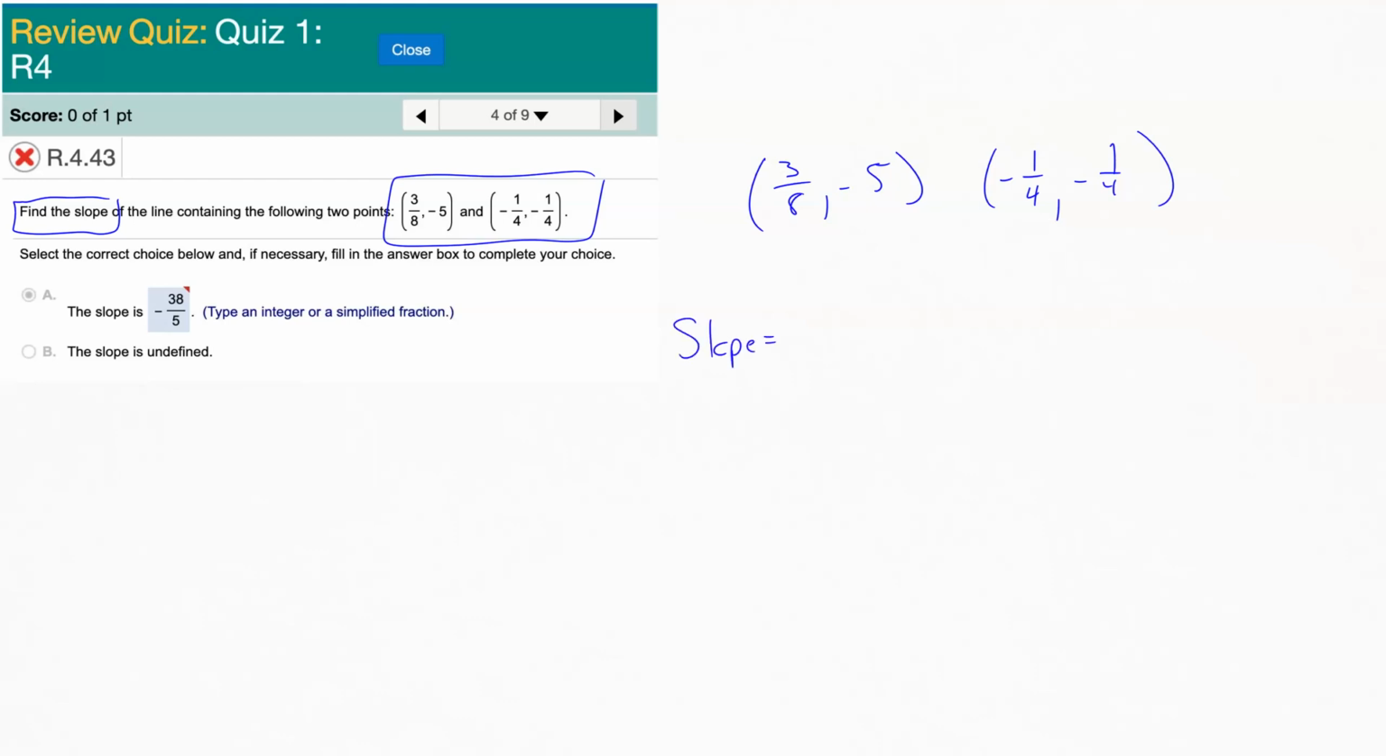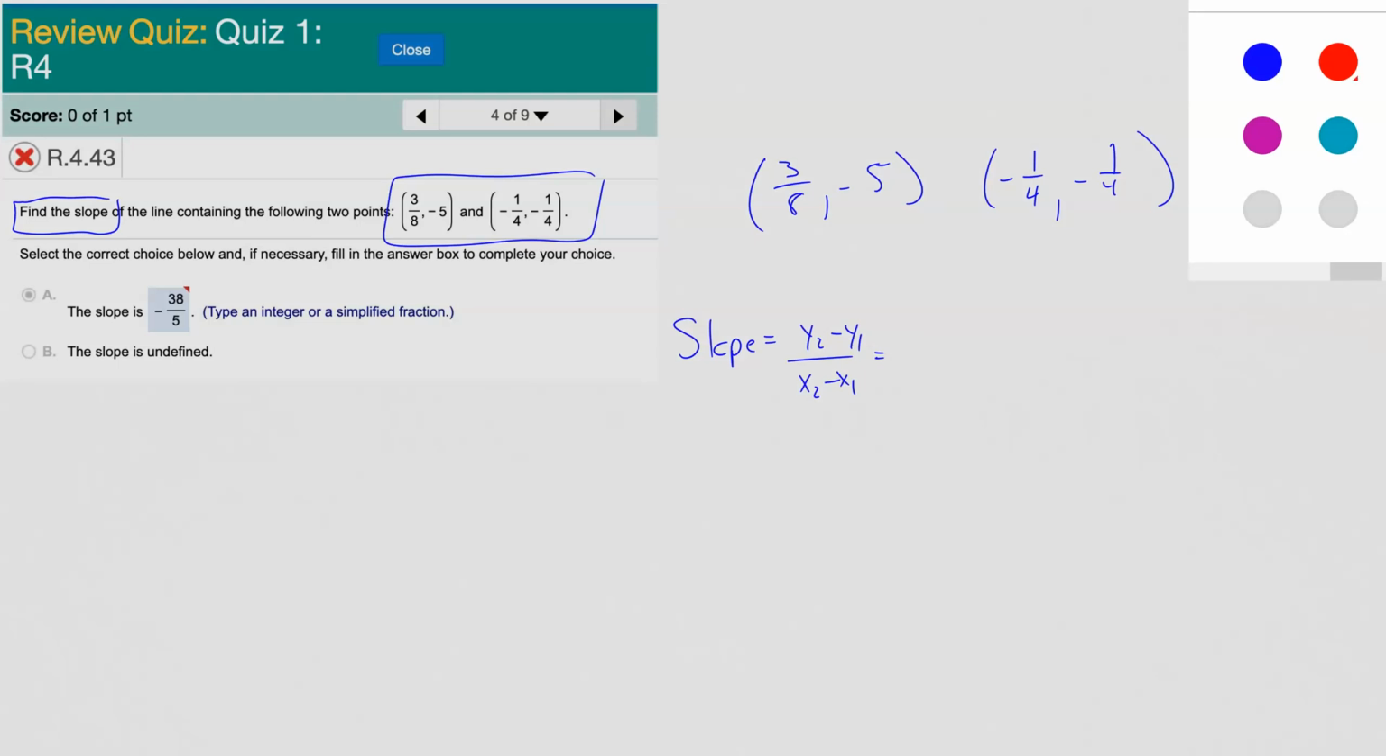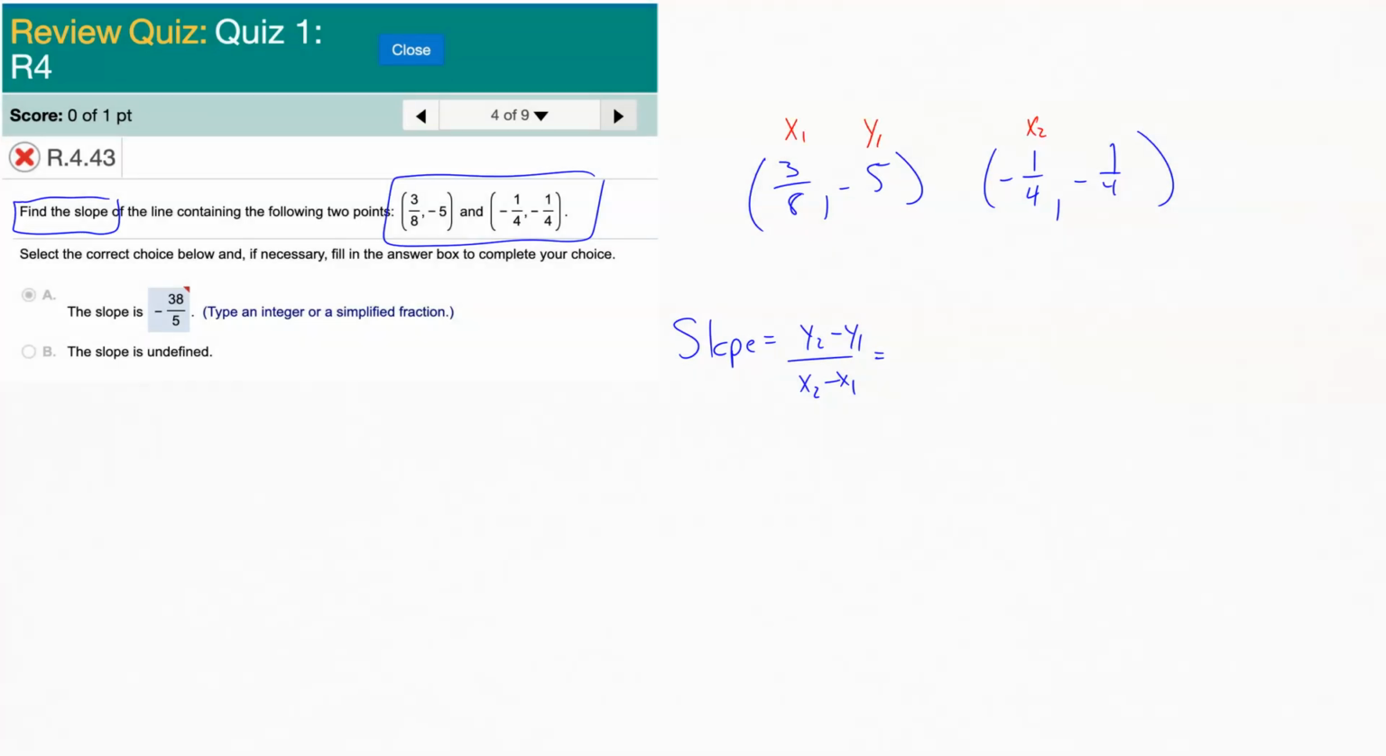Question 4 is again asking us to find the slope between the 2 points that they've given us. So we're going to do this one just like question 3. So there's our first point, and our second point is -1/4, -1/4. So our slope equation is the same as it was on the last problem, y2 minus y1 over x2 minus x1. And so just like the last one, I do it the same way. I label my x1, my y1, my x2, and my y2, and I just plug them into this equation.